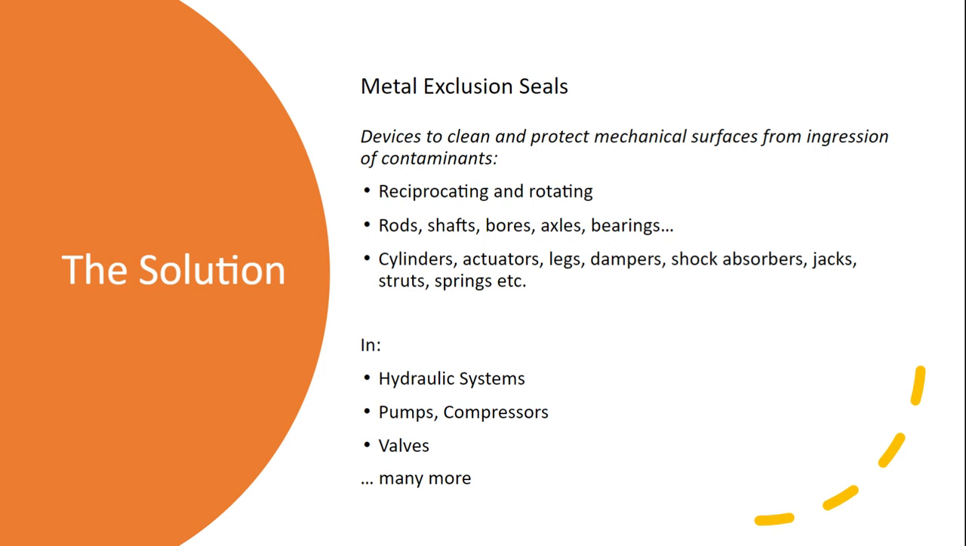We define an exclusion seal as a device designed to protect reciprocating and rotating mechanical systems, such as those with primary components like rods, shafts, bores, and so on. We find these components in hydraulics, pneumatics, pumps, compressors, and many other types of mechanical systems.